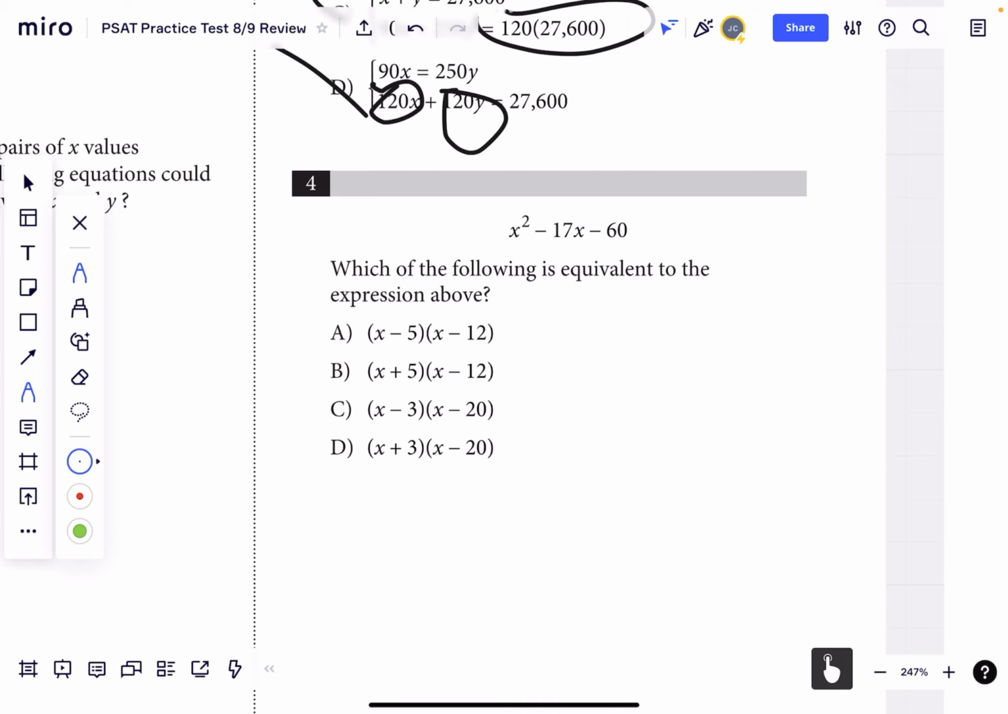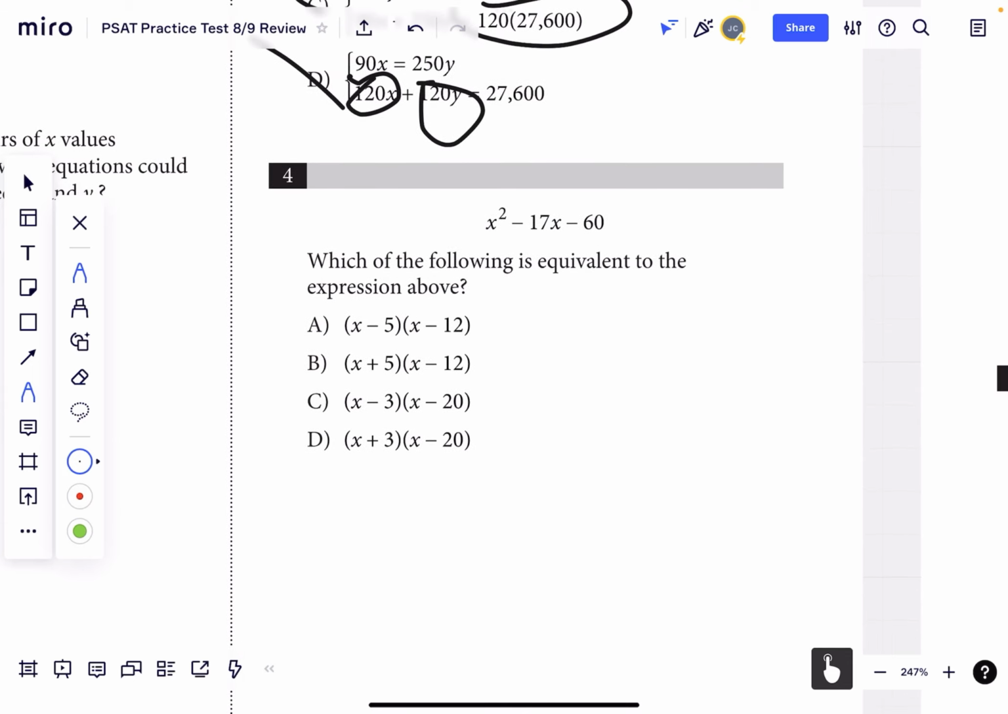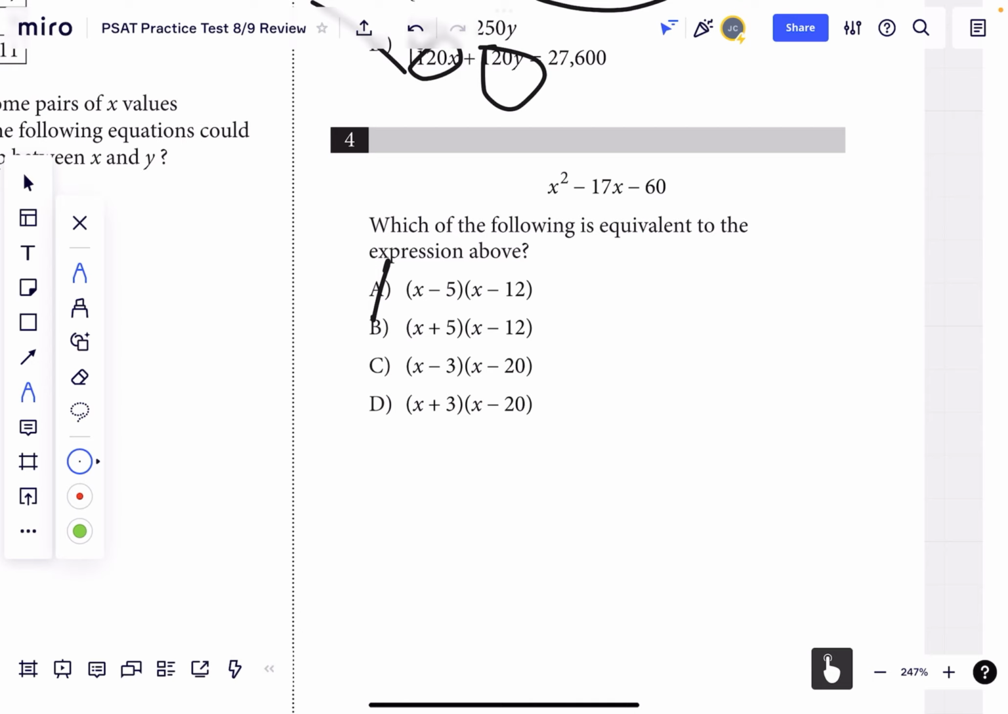And we know A is not the answer. Now let's do the next one. We got x plus 5, then we've got x minus 12. So I'm going to guess that this one isn't going to work, but let's try it.